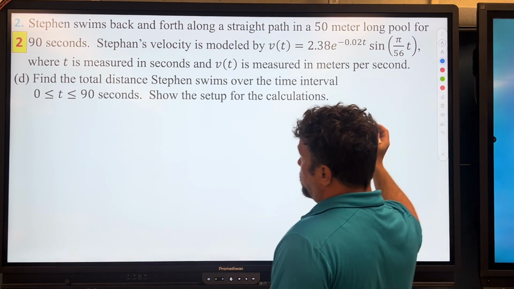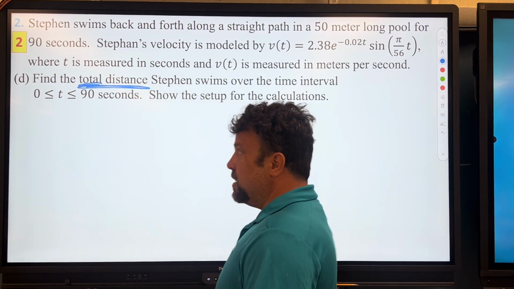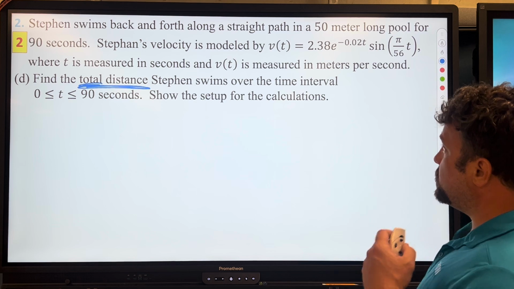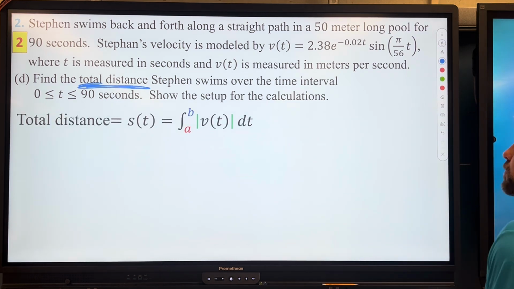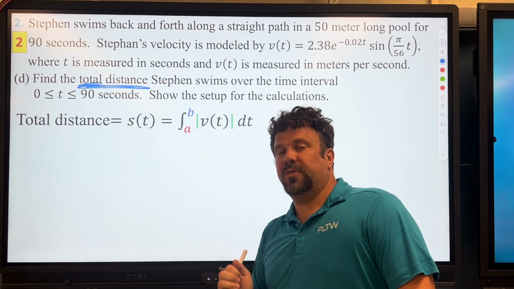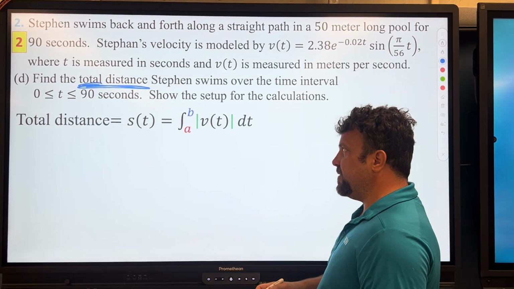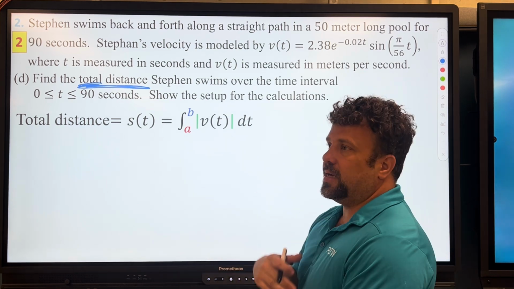Now, this word total is a big word. Total distance is different than distance. When you see the words total distance, what goes on in your head is a different formula. S of t equals the integral from a to b of the absolute value of v of t. So total distance takes all the negative values and all the positive values, and it makes them all positive and adds them together.